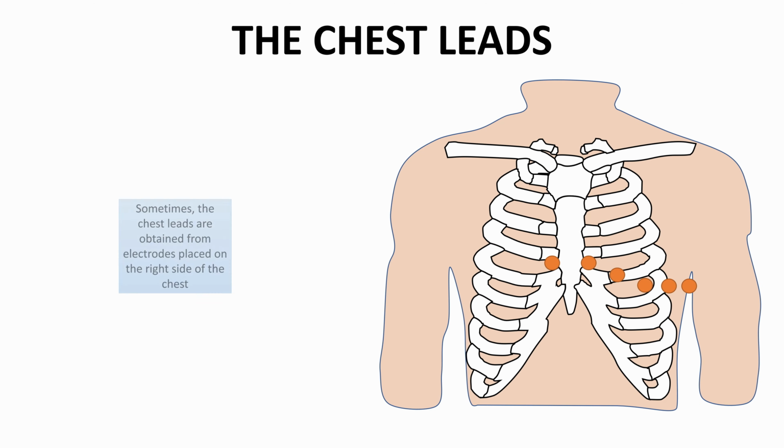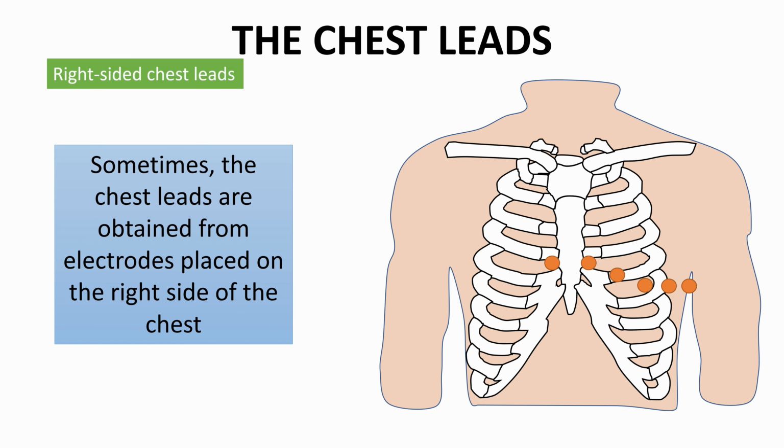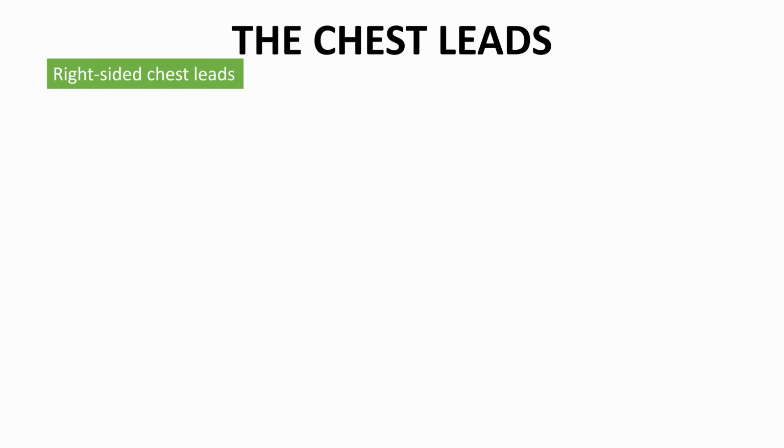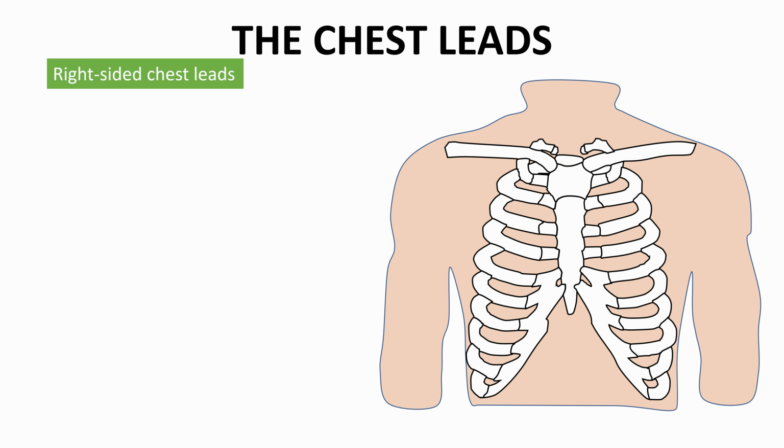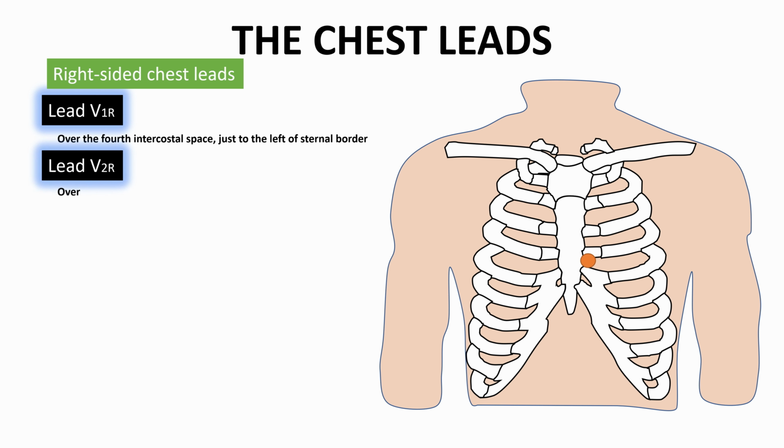Sometimes the chest leads are obtained from electrodes placed on the right side of the chest. The right-sided chest leads are V1R, V2R, V3R, V4R, V5R, and lastly V6R. The V1R lead will be placed on the fourth intercostal space to the left of the sternum. The V2R lead is placed on the fourth intercostal space just to the right of the sternum.